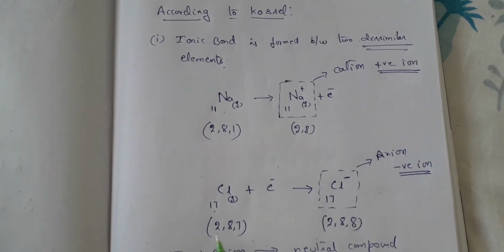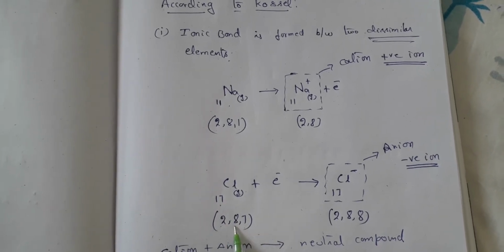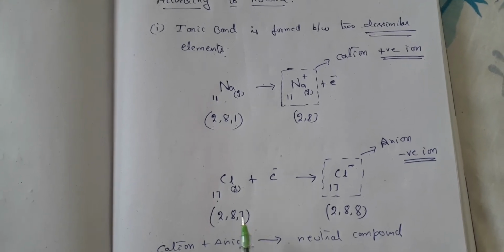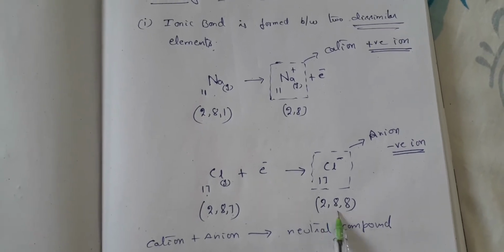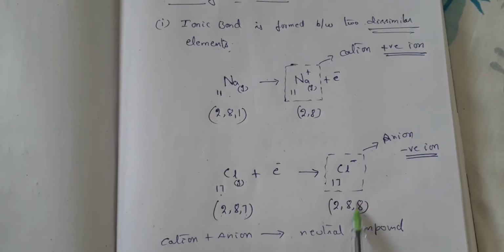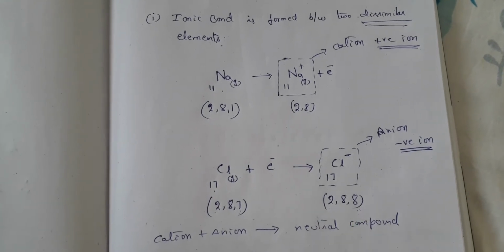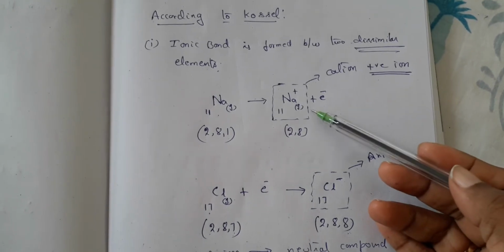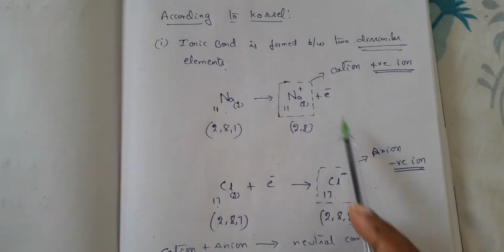Now if we see the electronic configuration, 17 means 1s2, 2s2, 2p6, second shell complete, and in the third shell 7 electrons. Now by adding an electron, the anion configuration is 2, 8, 8. That means one more electron is added into the third shell, and thus it has obtained an octet. The outermost orbit has 8 electrons, therefore it will become very stable. So here you have a positive charge Na+ and a negative charge Cl-, with equal magnitude.